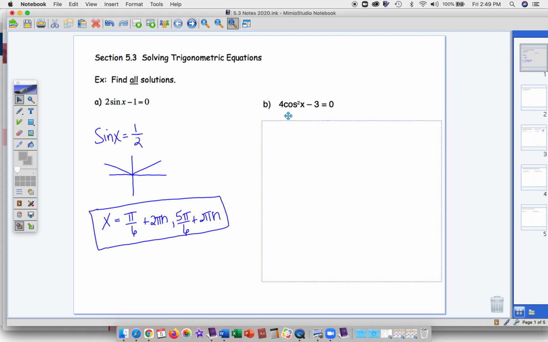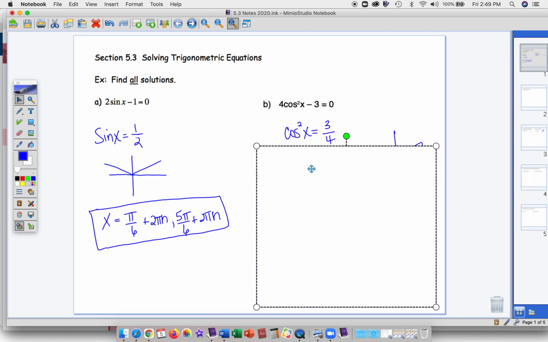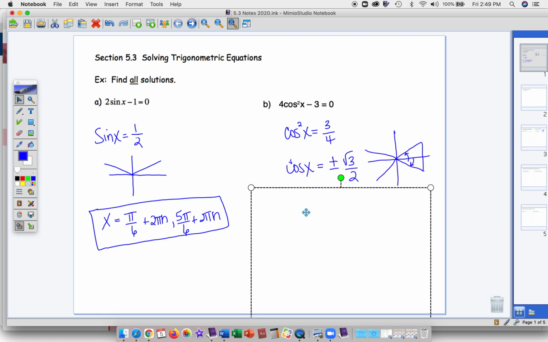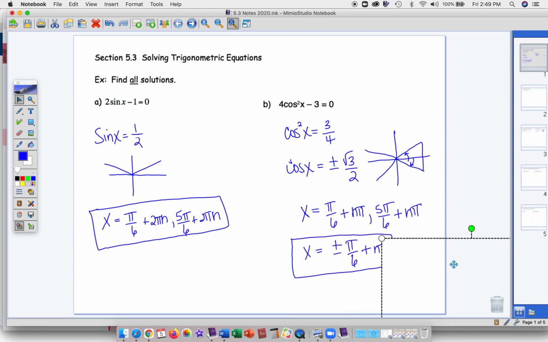For this example, we have cosine squared x is equal to 3/4. And then taking the square root, an important thing to remember is the plus or minus. If you forget that, you're going to lose solutions. So now I'm getting an answer from every quadrant. Right? Cosine is positive in 1 and 4 and negative in 2 and 3. And again, I have the same reference angle in every quadrant.